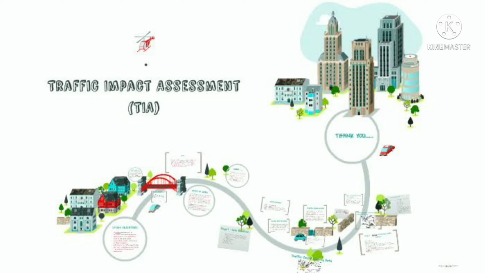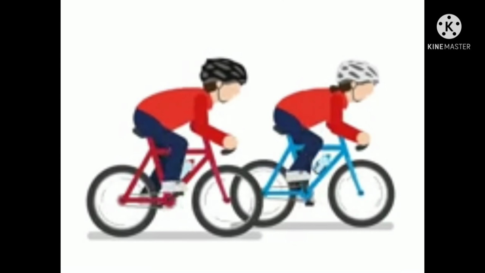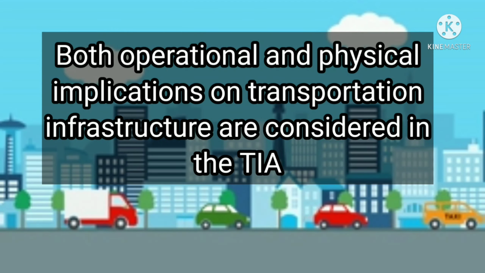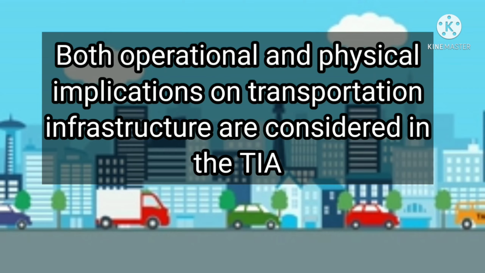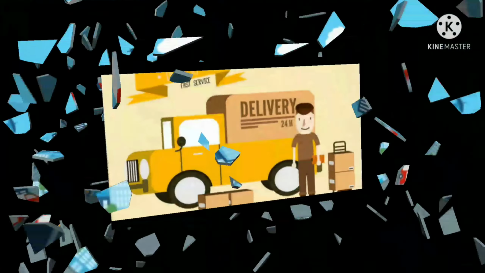Traffic impact assessment takes into account not only traffic impacts such as road network efficiency and safety, but also the effects on road users, including public transportation riders, pedestrians, and cyclists. Both operational and physical implications on transportation infrastructure are considered in the TIA, or the Traffic Impact Assessment.